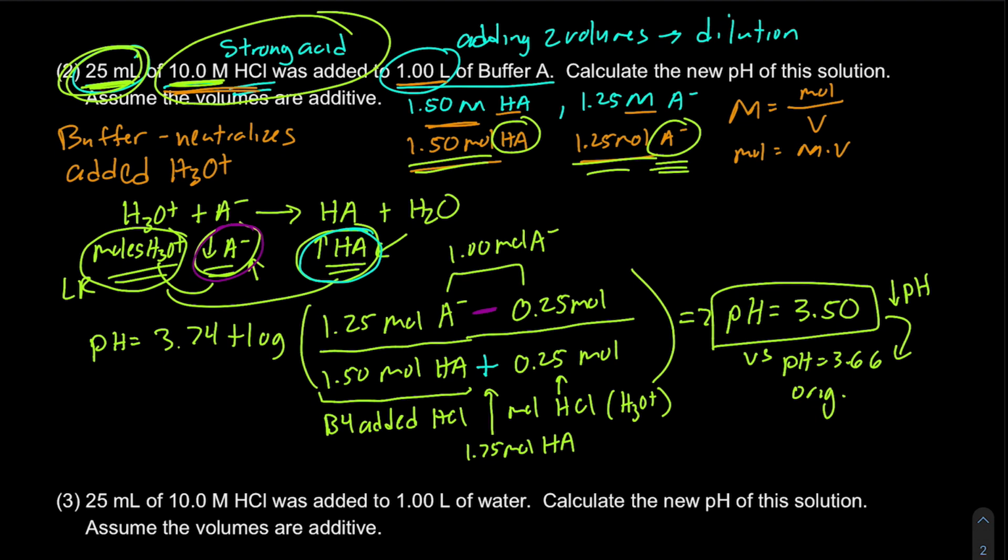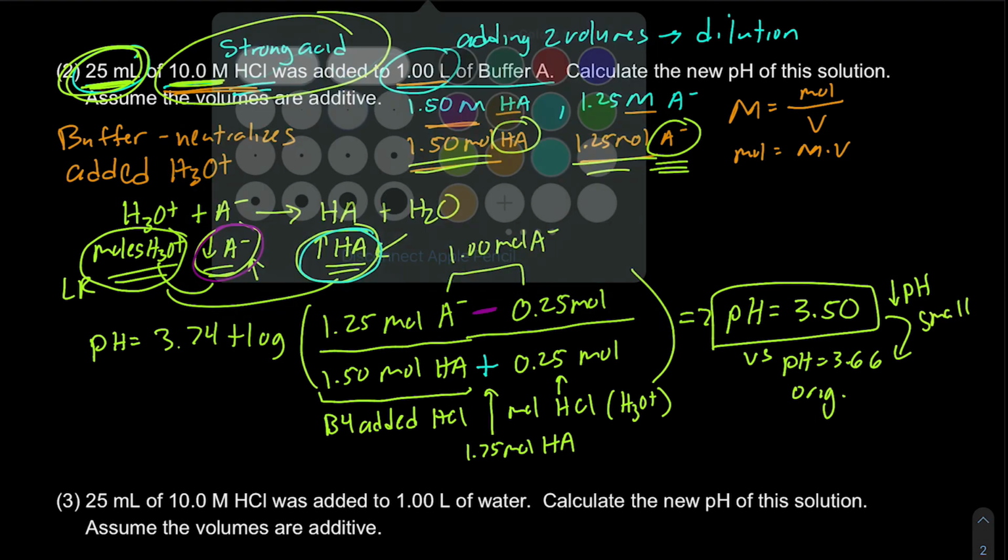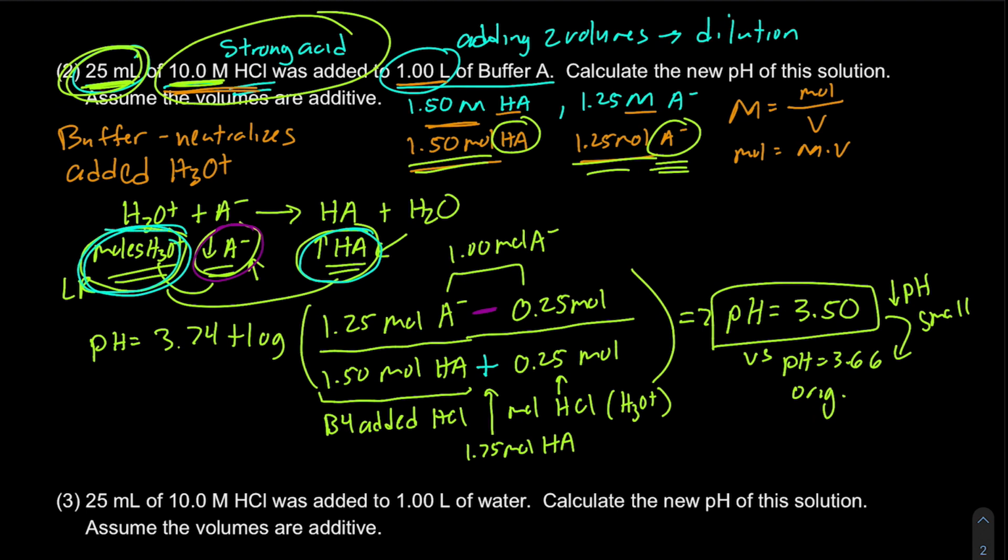In addition to that, that decrease in pH is small because we've had the ability to neutralize that strong acid by reacting it with our conjugate base. So we notice those two things: number one, the pH decreases, but number two, it's also a small pH change because we've added it to this buffer that has the ability to neutralize that hydronium by reacting it with our A minus.